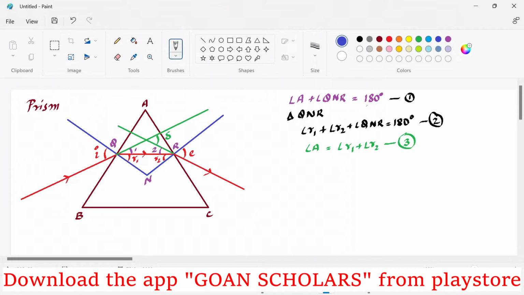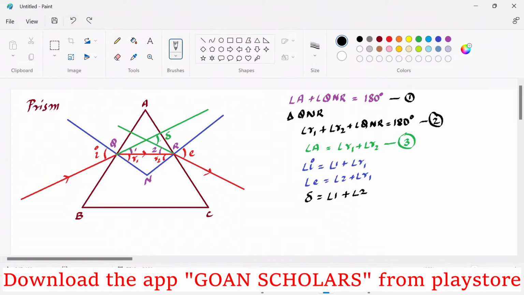Now, if you look at the diagram, angle I is equal to angle 1 plus angle R1. This angle is equal to this complete angle, vertically opposite angles. And angle E is equal to angle 2 plus angle R2. Again, vertically opposite angles. I hope this is clear. And delta is the exterior angle, so it will be equal to the sum of the interior angles, angle 1 plus angle 2. Yes, this exterior angle is the sum of angle 1 plus angle 2.